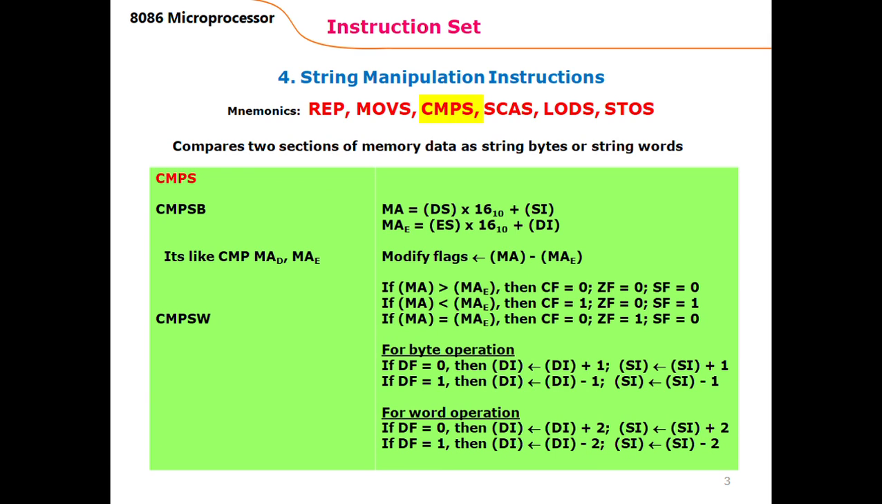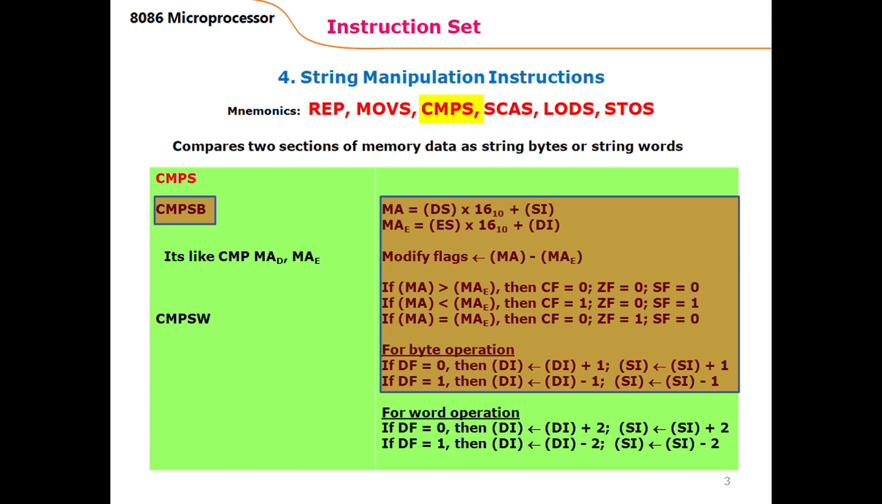Compare string is a useful instruction that compares two sections of memory data as string bytes or string words, and in later microprocessors that can be a double word or a quad word. So two quad word strings are compared in the case of 8-byte comparison. Okay, so compare string, just like many other string instructions, has different forms. CMPSB, B stands for byte, so that means 2 bytes of string data are compared with each other.